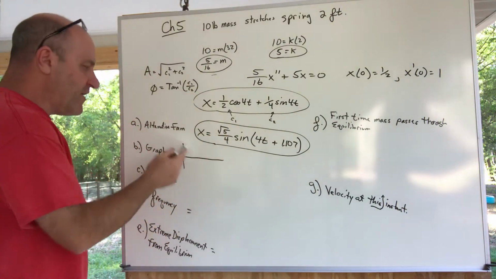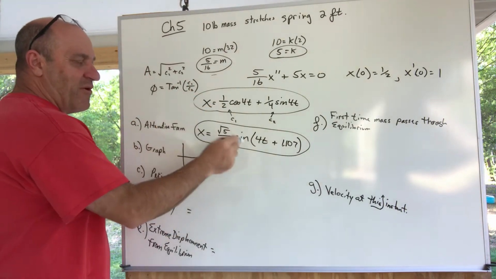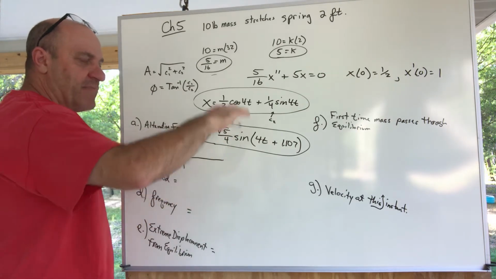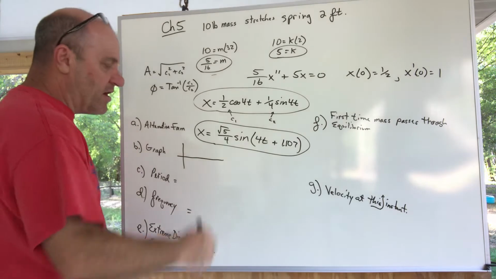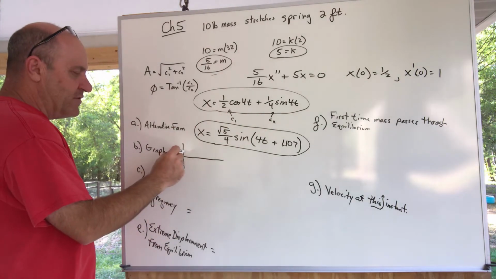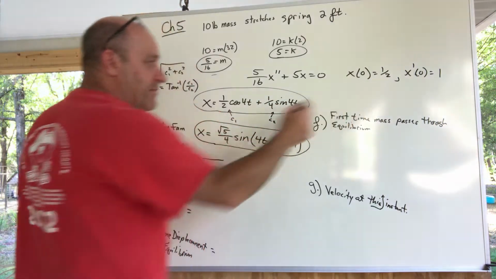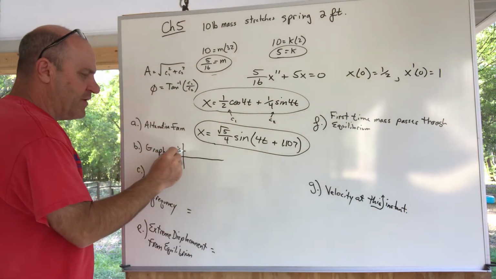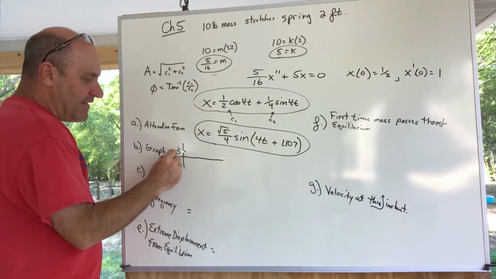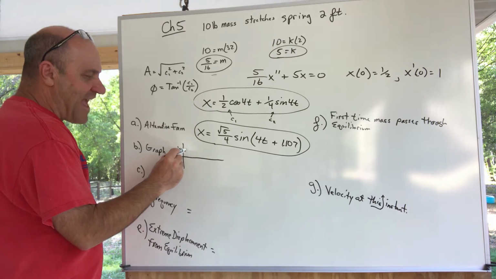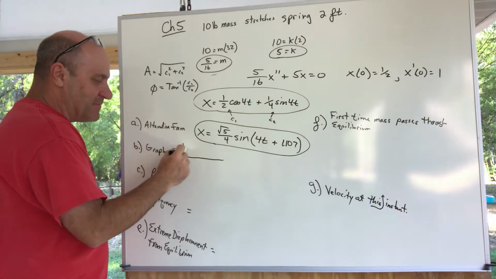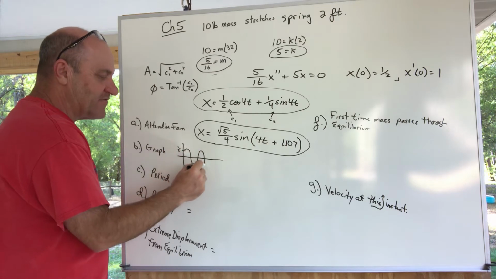I asked you to graph it, which you could either graph that or that. They're the same. This is the alternative form of the position equation of this mass oscillating. It is simple harmonic motion, so it's going to oscillate forever. Here's my rough graph. I start at half a foot, because I remember that's where it started. It got pushed down, so it went down a little, and then it comes back through equilibrium and oscillates forever.